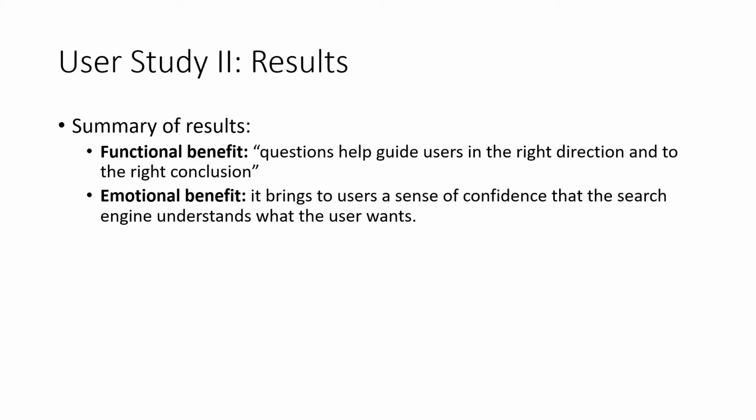One is functional benefits and the other is emotional benefits. The functional benefit, which is actually the main motivation behind generating clarifying questions in web search, is that questions help guide users in the right direction and to the right conclusion. On the other hand, emotional benefit is also very interesting. The user believed that the search engine is more intelligent than before, and it brings to users a sense of confidence that the search engine understands what the user wants.